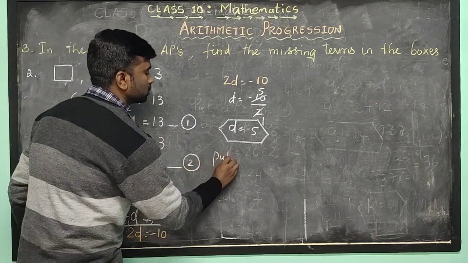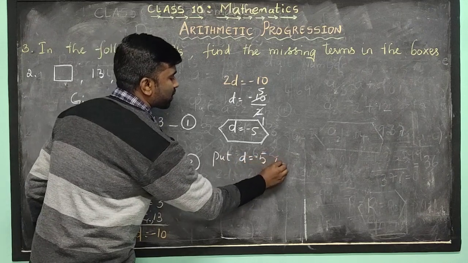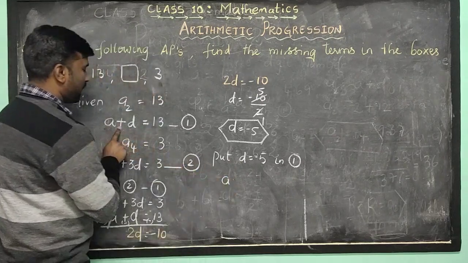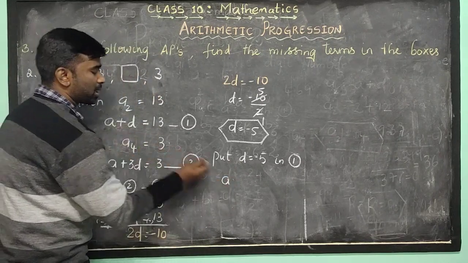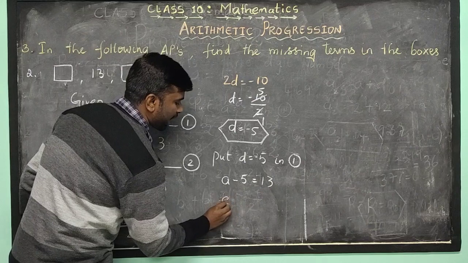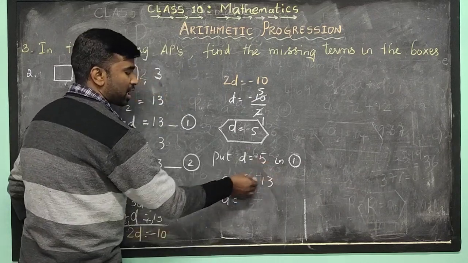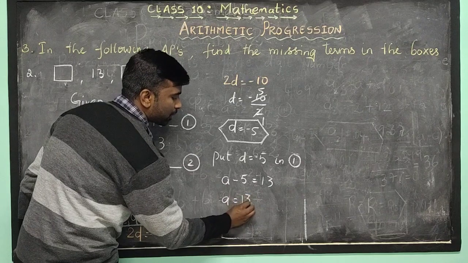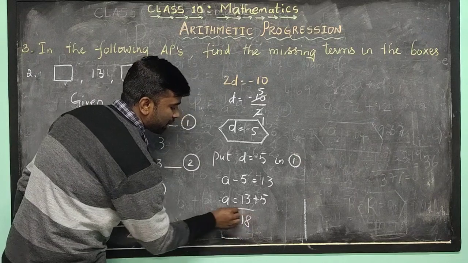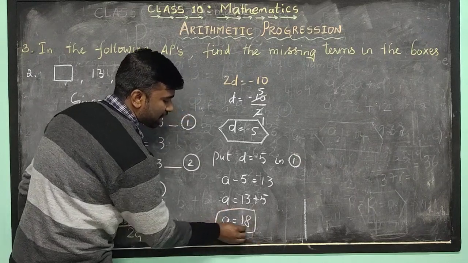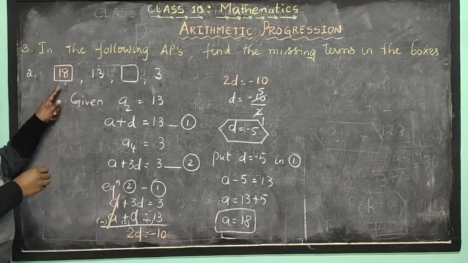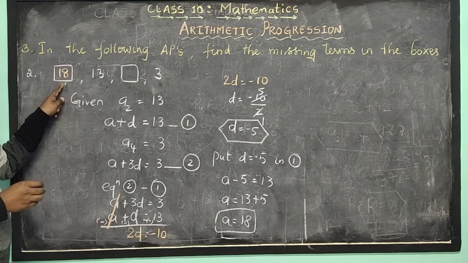Put D equals minus 5 in equation 1. Now A plus D is what? A minus 5, plus into minus is minus 5, equals 13. Now A equals 13, minus 5 shifted to RHS becomes plus 5, so A equals 13 plus 5, which is 18. Now we have got the value of A, that is 18. The first term is 18. We have filled the first box as 18.